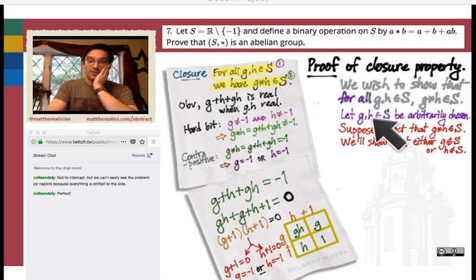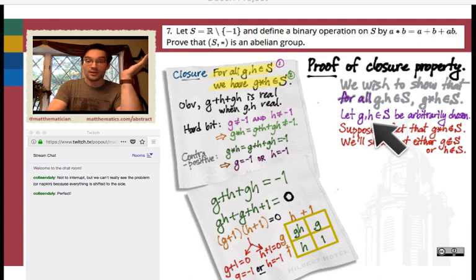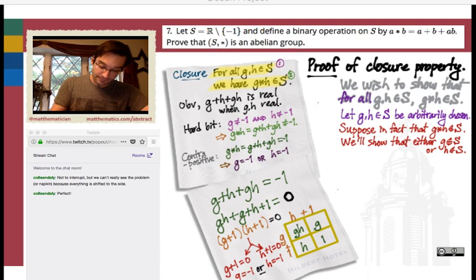Right, universe picks a G and an H, and we're going to say, let's suppose that G star H does not belong to S. We're going to show that this assumption cannot be sustained, that either G is not an element of S or H is not an element of S. And so then we're going to prove this red statement using a direct argument. We're proving the contrapositive using a direct argument. So that means we're going to assume that G star H is not an element of S, I'm sorry.